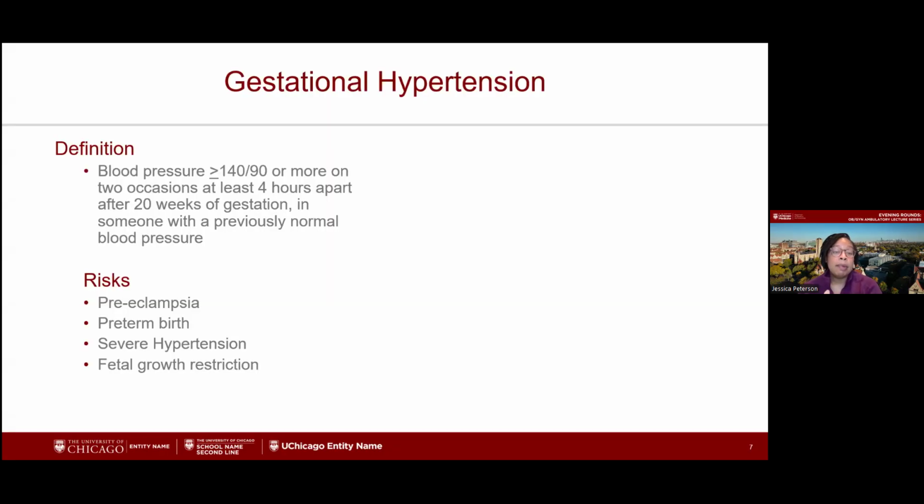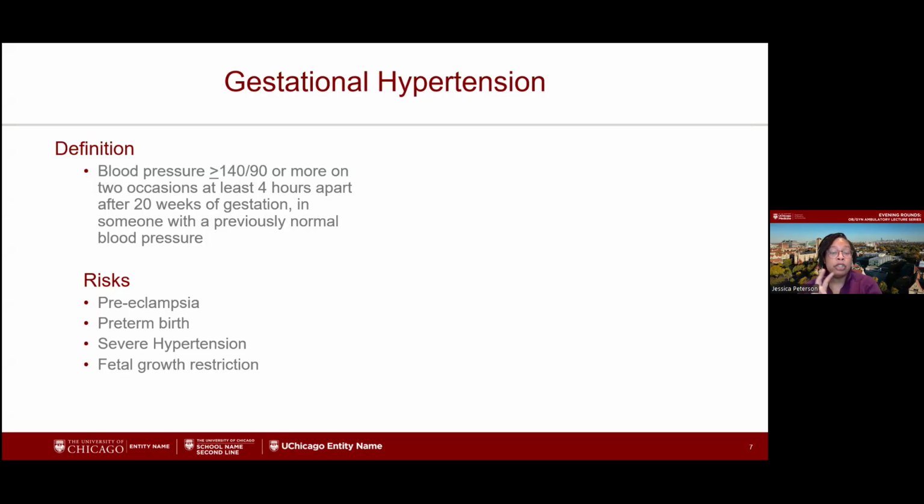And then another kind of hypertension in pregnancy is gestational hypertension. So gestational hypertension has the same blood pressure requirement as chronic hypertension. So that would be top blood pressure 140 over 90. Sorry, systolic blood pressure greater than 140 or bottom blood pressure greater than 90.